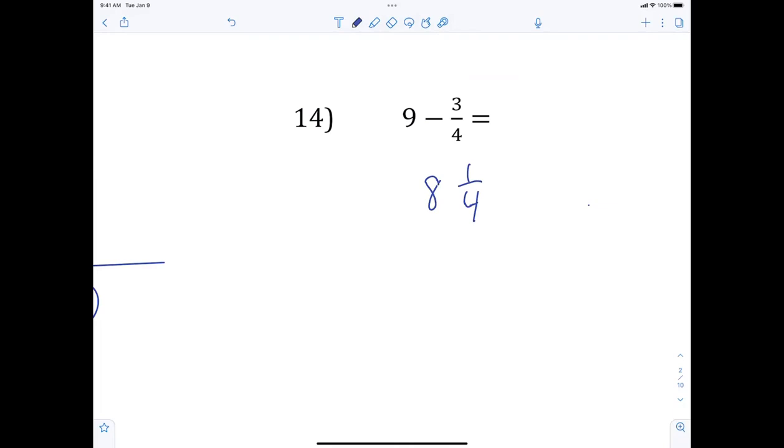Think about it: you got 9 pizzas sitting in front of you. You eat 3/4 of one. How much is left out of that one pizza that you just ate? How much?